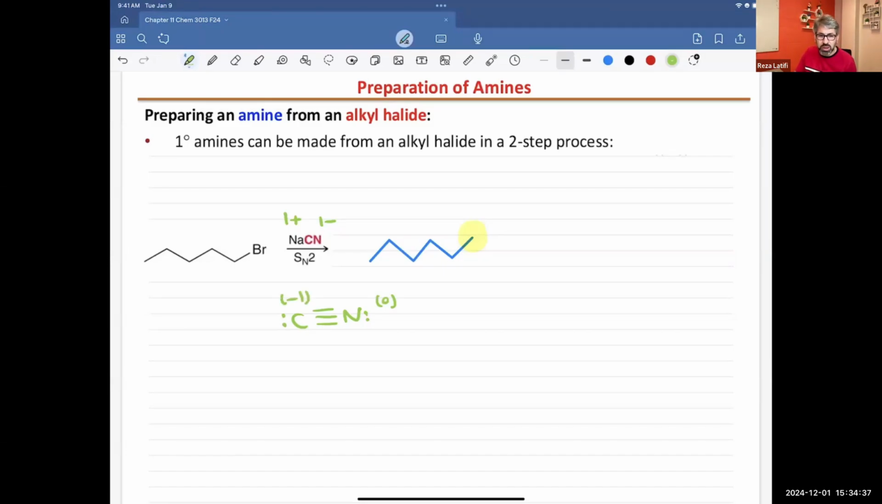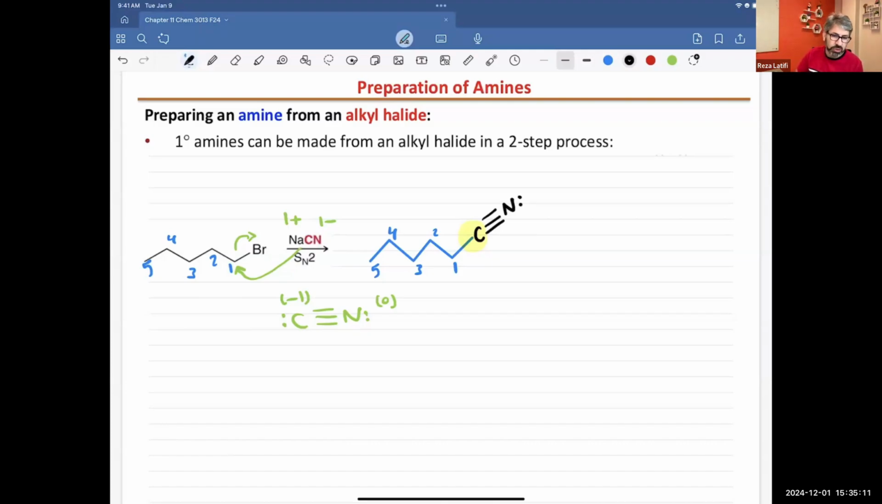So carbon is going to be the one that will attack the carbon with the halide group, the alpha carbon, and the halide will leave the system. So what do we get in this case? Remember this, right now we have 5 carbons. Now, the one that I highlighted is going to be a new carbon that is coming from cyanide, and it will be attached to nitrogen through a triple bond.